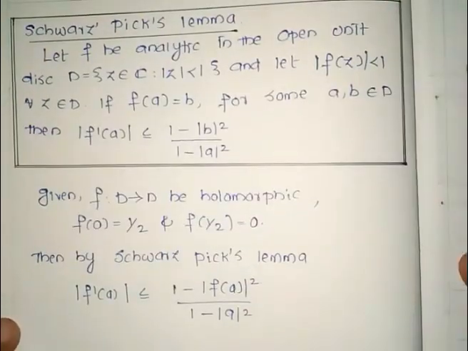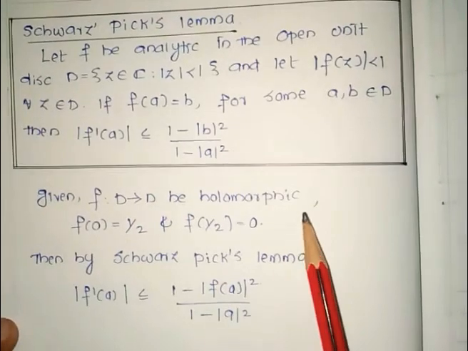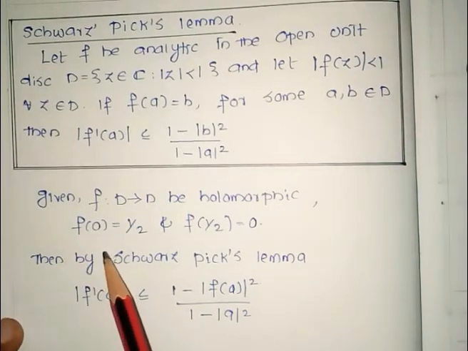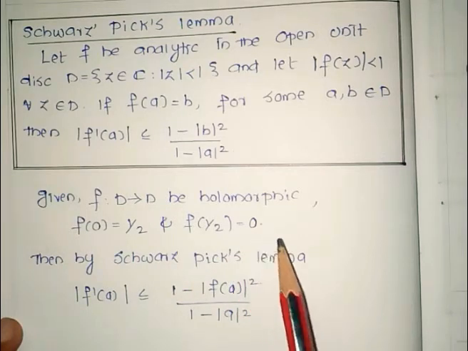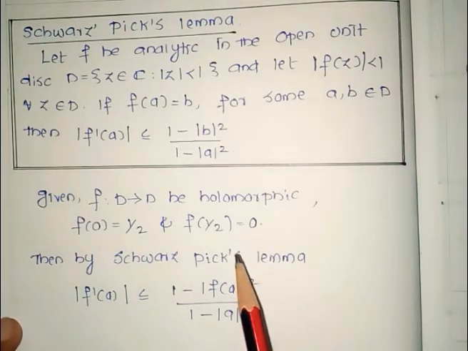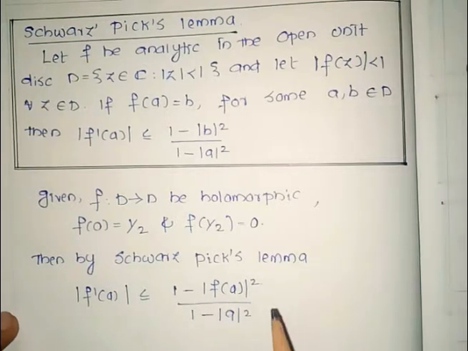We are given that f from D to D is a holomorphic function. Holomorphic function means analytic function, and we are also given the conditions f(0) = 1/2 and f(1/2) = 0. So we apply the Schwarz-Pick lemma. By using the Schwarz-Pick lemma, we have |f'(a)| ≤ (1 − |f(a)|²)/(1 − |a|²). By using this, we can easily compute |f'(0)| and |f'(1/2)|.